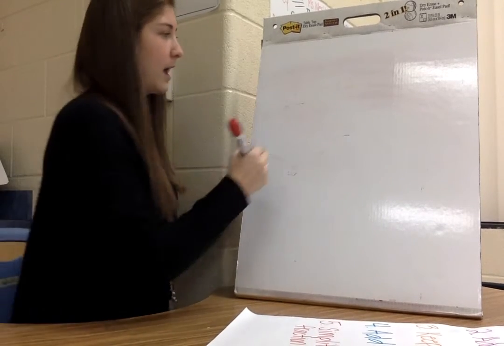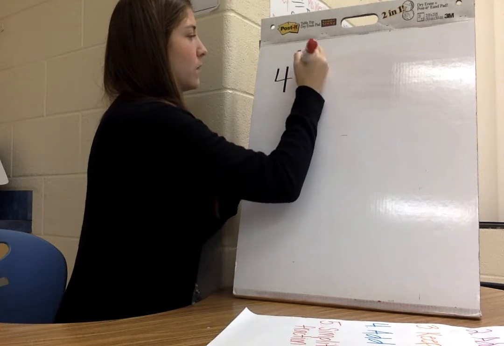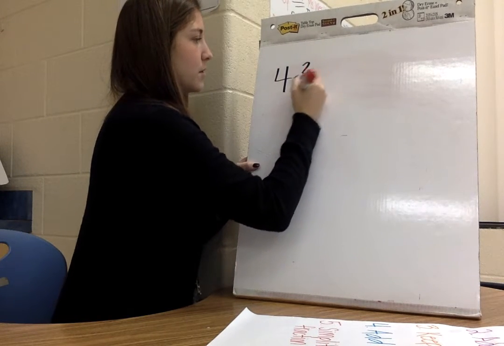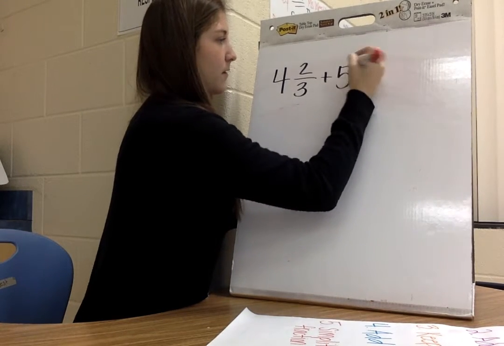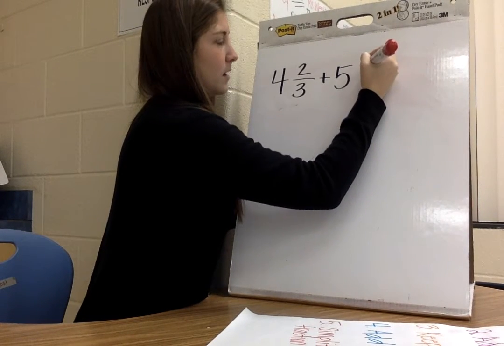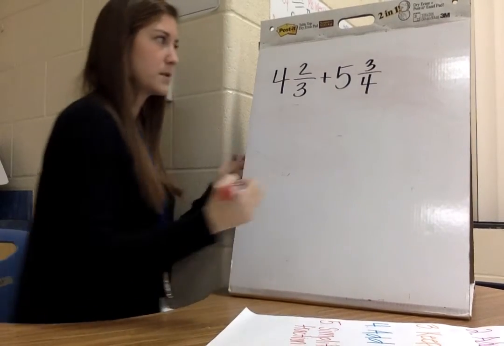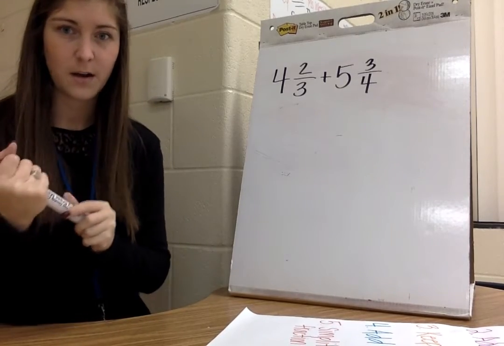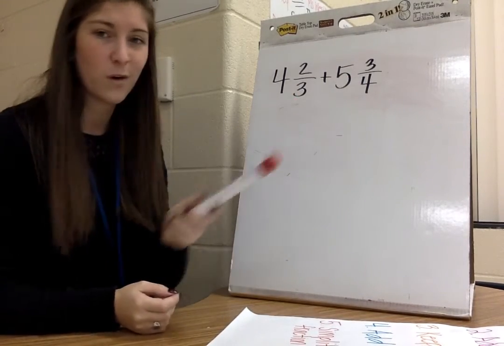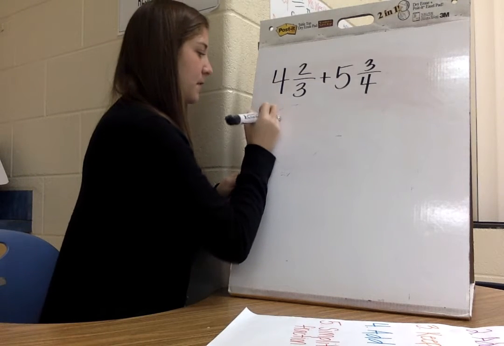Alright, if I have 4 and 2/3 plus 5 and 3/4. Well, on this one, I'm definitely going to have to find a common denominator because 3 and 4 are definitely not the same. So I'm going to list out my multiples of 3.